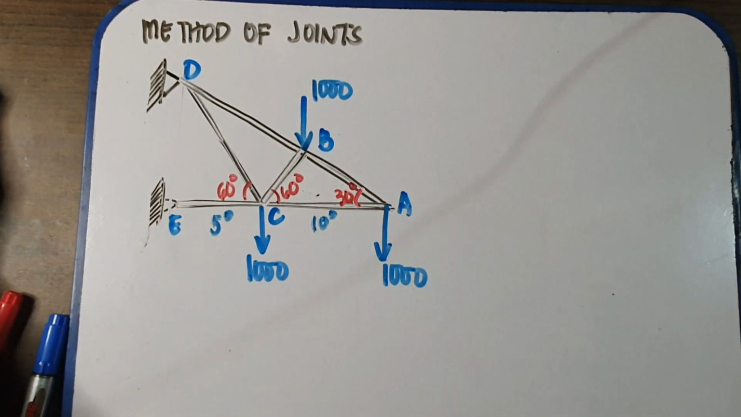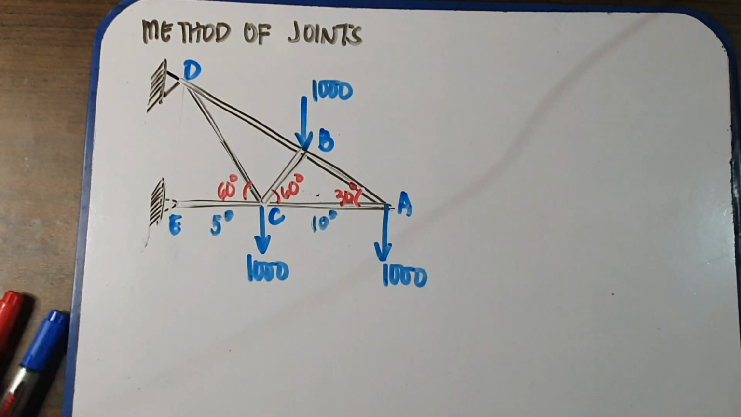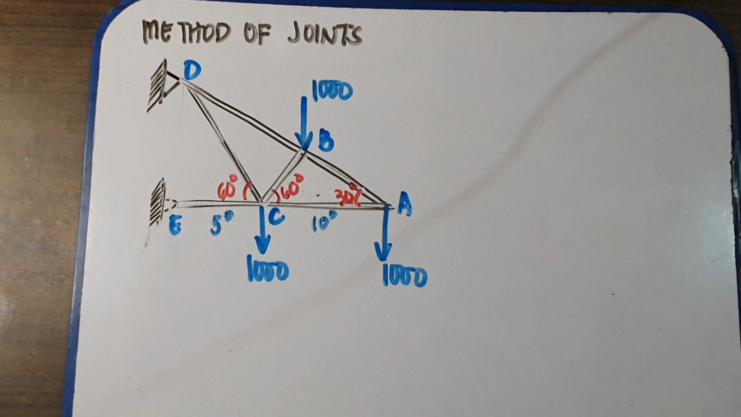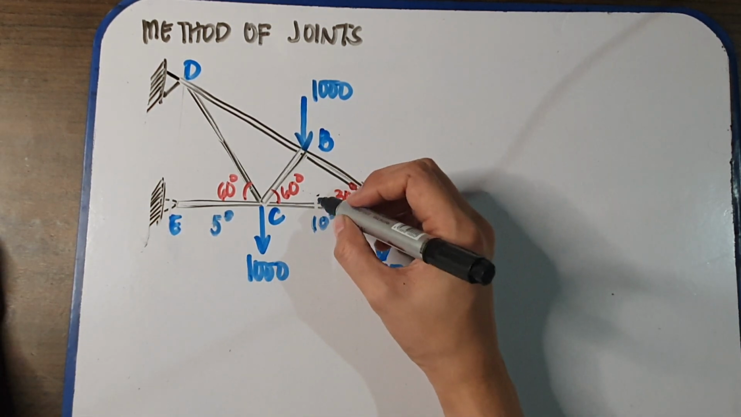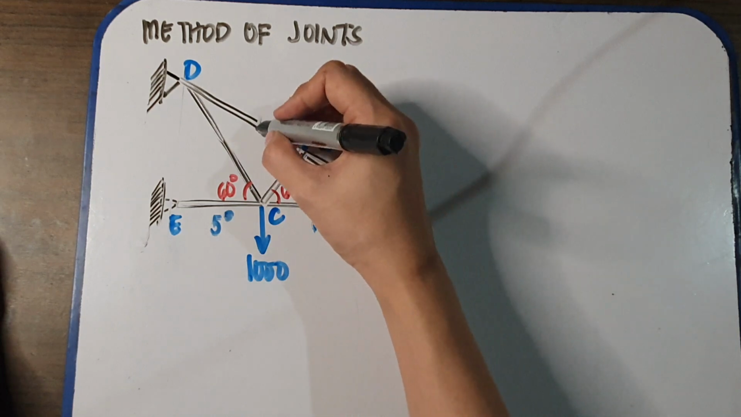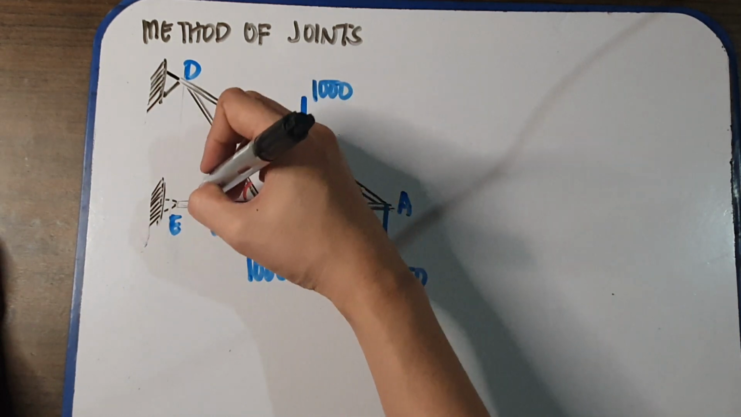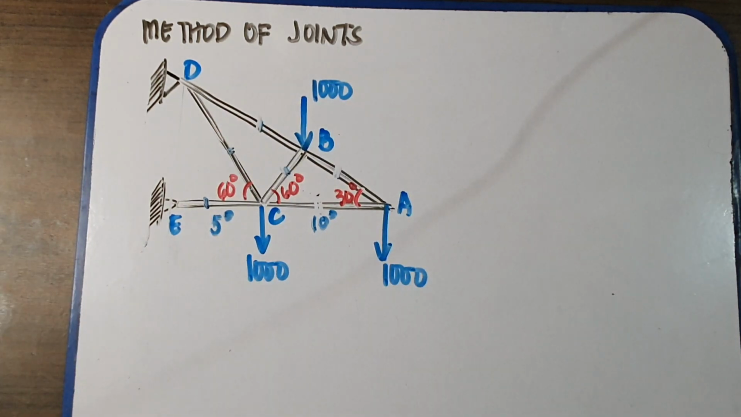Pero ito naman, wag na natin masyadong gamitin yung mga degrees, because we're just focused on the force members or force in each member. So, hanapin natin yung force nito, and then that force. Okay, so number 1, we have to determine or consider the joint A.